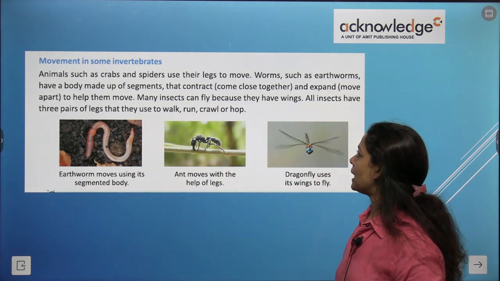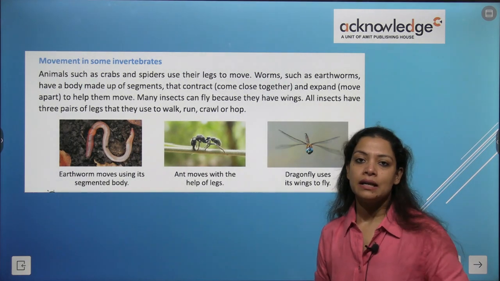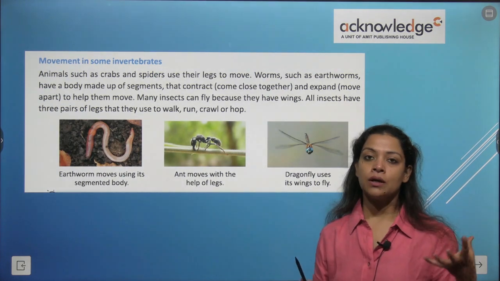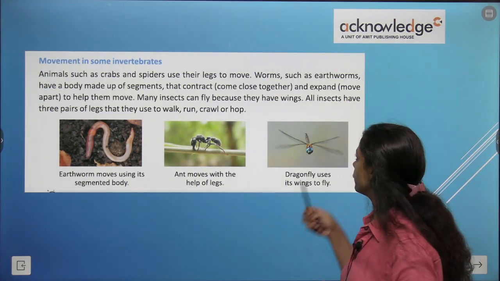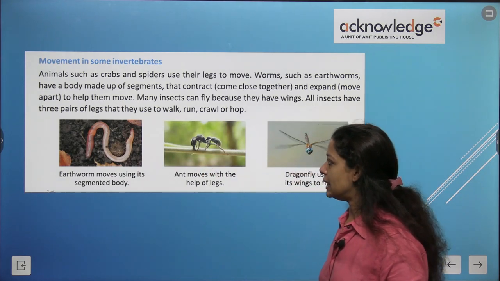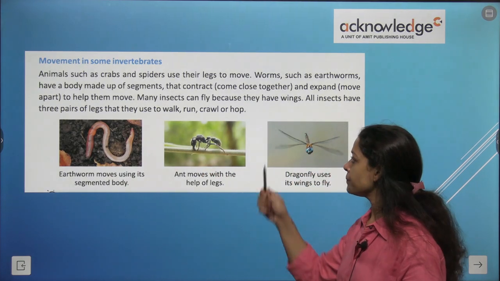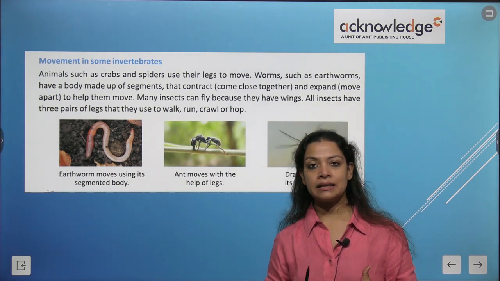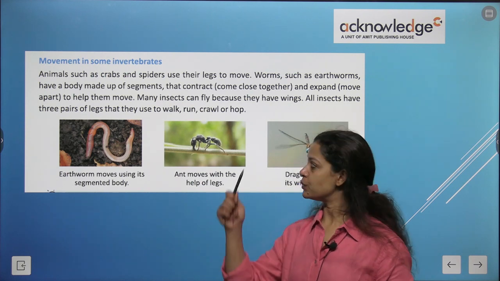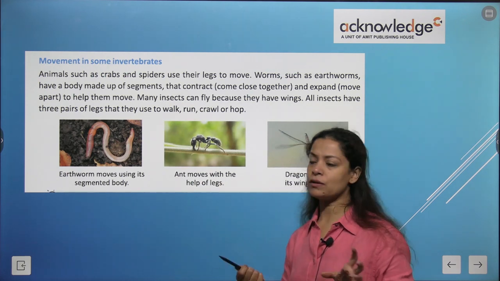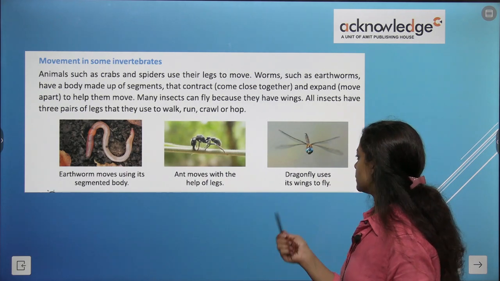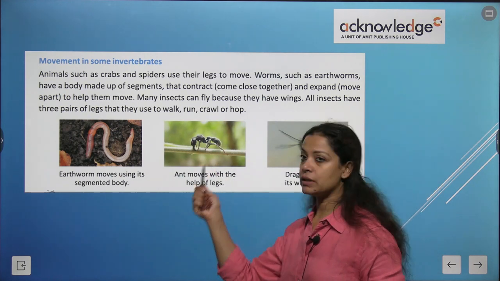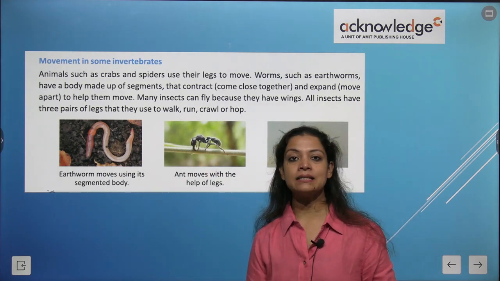So many insects can fly because they have wings. तो कुछ insect legs के through crawl करते हैं, कुछ fly करते हैं using their wings. Earthworm contracts and relaxes its muscles to move. Then all insects have 3 pair of legs that they use to walk, run, crawl or hop. So the question might ask you, how many pair of legs are there in insects? They have 3 pair of legs which help them in walking, hopping, jumping or crawling. Correct? So these are some of the examples. Dragonfly uses its wings to fly. Ant moves with the help of its legs. And earthworm body is segmented.